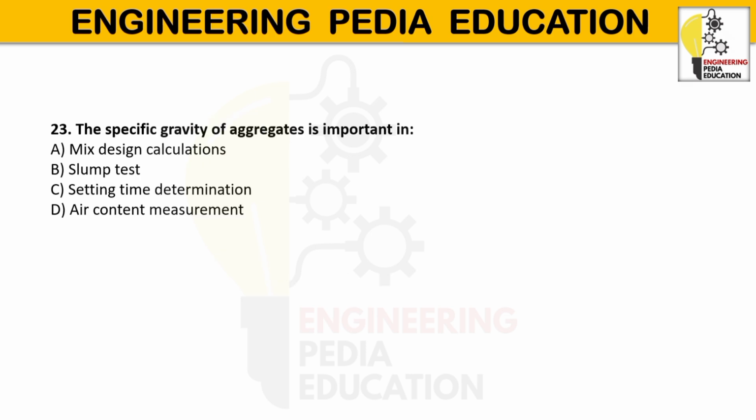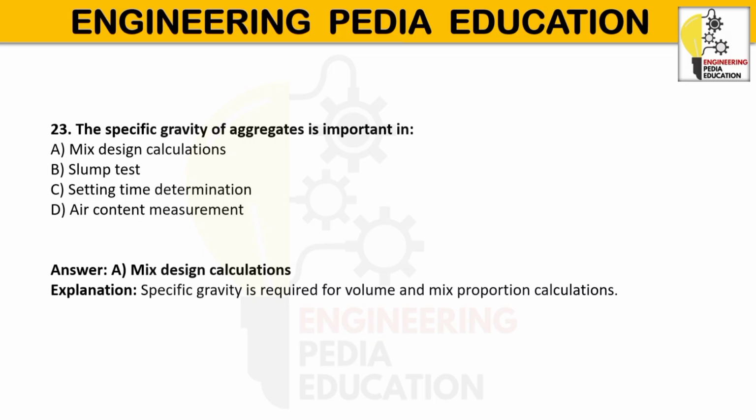The specific gravity of aggregate is important in mix design calculation, slump test, setting time duration, air content measurement. The correct answer is mix design calculation. Specific gravity is required for volume and mix proportion calculation.